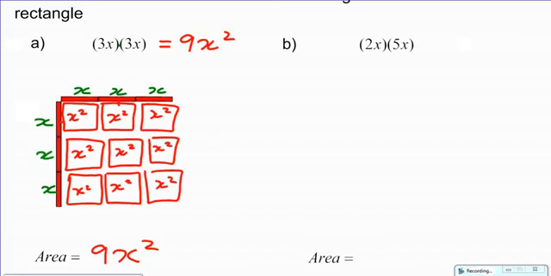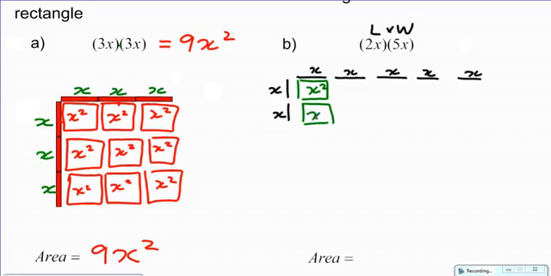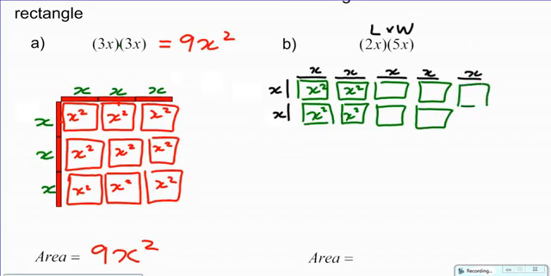Taking a look at the second one, in this one we have a length 2x, so if we're thinking length times width or base times height, we have a length of 2x and a width of 5x. And so again, every time we're just going to multiply, and so if we have a length of x and a width of x, we get x squared, x squared. Okay, so those are all x squareds, and we end up with 10x squared, so that's our area, 10x squared. So 2x times 5x gives us 10x squared.